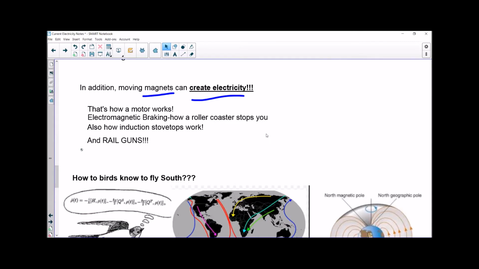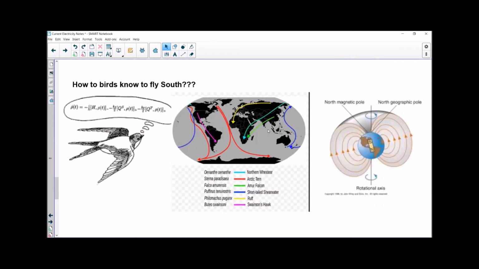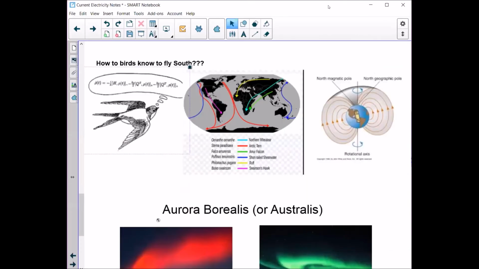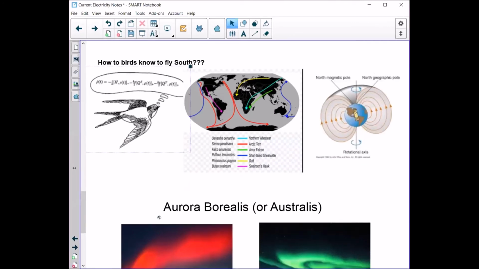Another fun example of magnets: the question, how do birds know how to fly south? Are birds little tiny physicists? Do they have a sextant and a compass? What's interesting is, just like how you and I can see visible light, it's believed that birds are able to maybe see or understand magnetic fields. It's not known whether they can actually see magnetic fields, but they can definitely feel magnetic fields, just like how you and I can feel wind or feel heat.